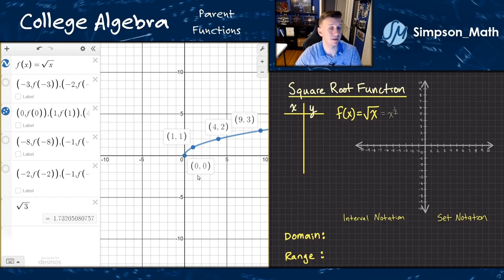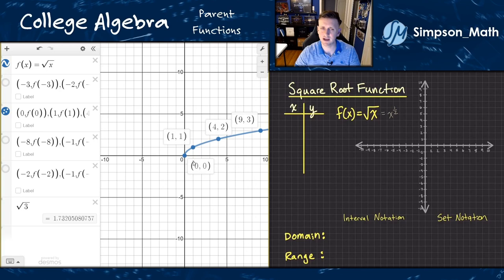Now you should understand something about 0, 1, 4, and 9. Those numbers are, I think I can hear you saying it, they are perfect squares. So 0, 1, 4, 9, next one would be 16, 25, 36. Those are the perfect squares. So in terms of graphing it for me, what I want to see when you make parent functions is these dots, 0, 0, 1, 1, 4, 2, and 9, 3.